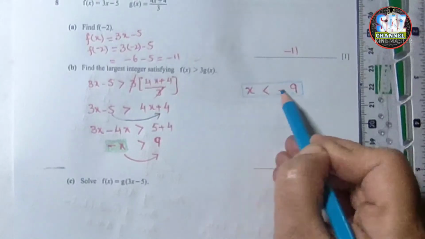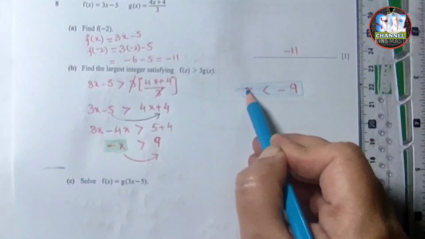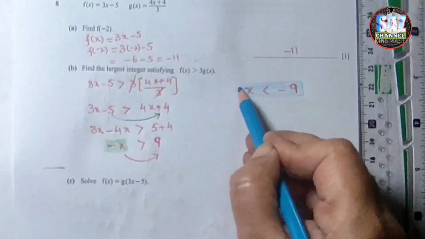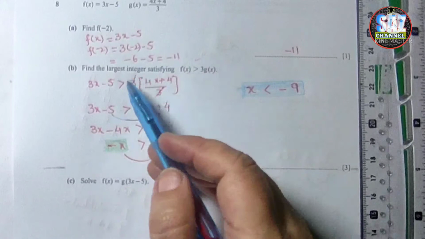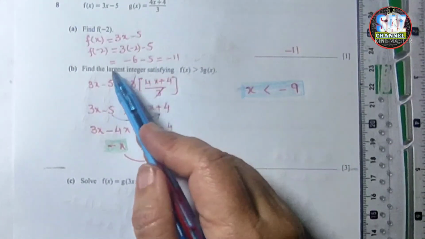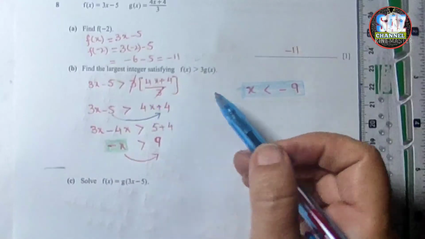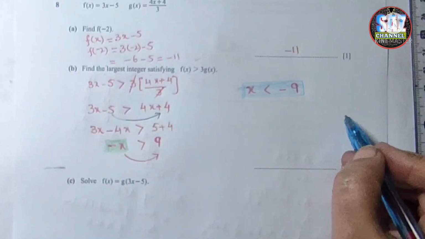This is really important that we need to understand. Let me block this answer so that my students can watch this difference clearly. Okay, so now we have solved this inequality expression, and we have to find the largest integer. x less than minus 9.